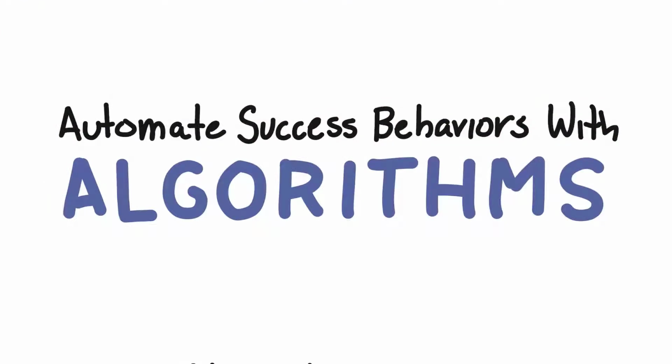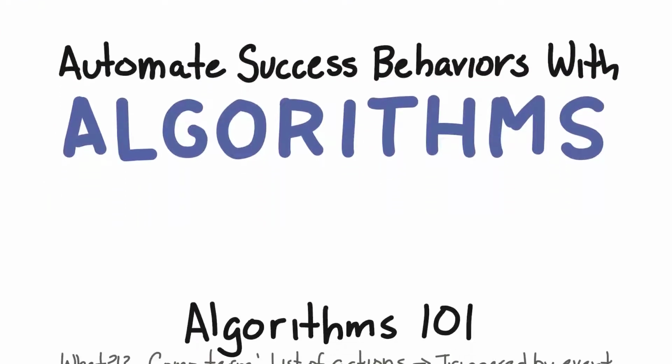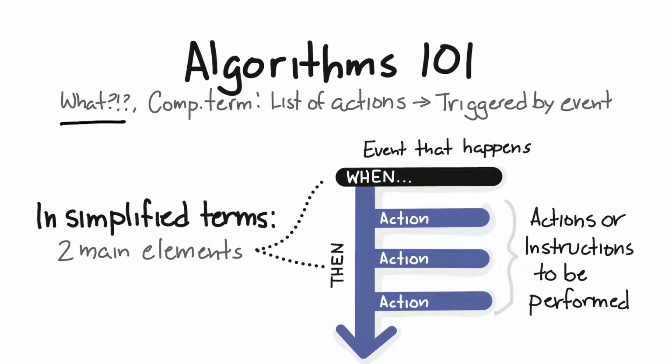So let's talk about algorithms. Now you might be thinking, algo what? Well, this is simply a term that's often used in computer programming for a list of actions or instructions that are completed when an event happens. And this means, in simplified terms, that an algorithm usually consists of two main elements: a when, which is an event that happens, and a then, which are the instructions or actions that need to be performed when that event happens. In other words, you can think of it as, when this happens, then do this.